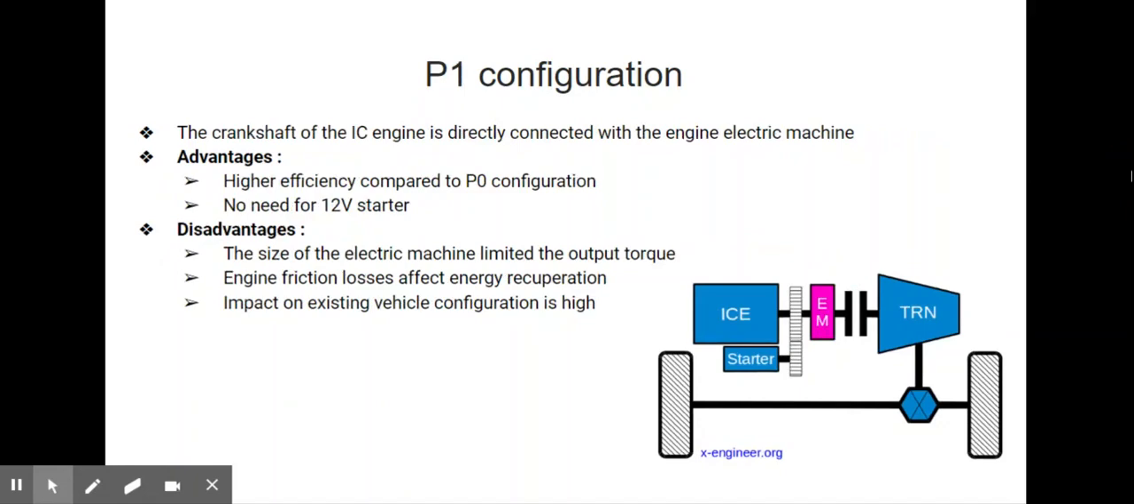Now, the second configuration is the P1 configuration. In this, we can see through the diagram that the electrical machine is connected directly to the crankshaft of the IC engine, and its main advantages are that it has higher efficiency compared to the P0 configuration. Second advantage is there is no need for a 12-volt starter as we use in the P0 configuration.